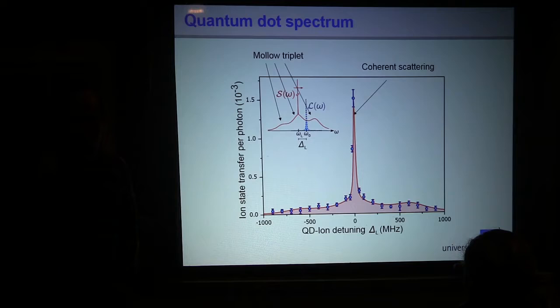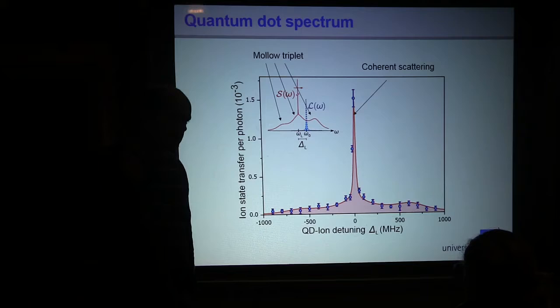Okay. Why do you choose to use a magnetic field to tune the quantum dot? Why not use just a gate electrode to tune an electric field?